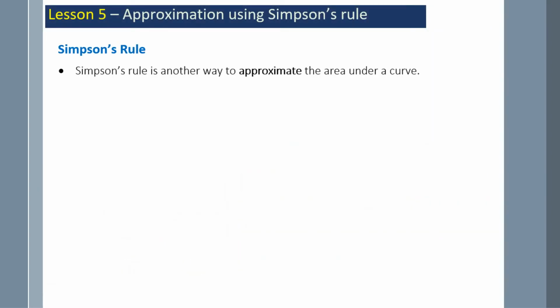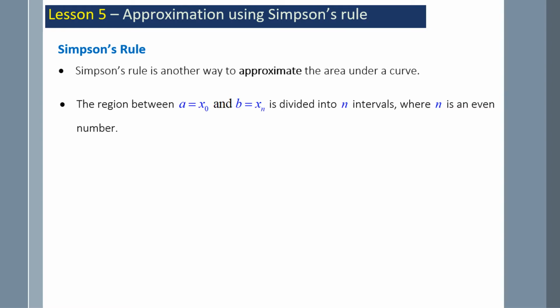Simpson's rule. Simpson's rule is another way to approximate the area under a curve. The region between a and b is divided into n intervals where n is an even number. So numbering is this x subscript 0 up to x subscript n. So if we're up to say 10 intervals, we'll get up to x10.